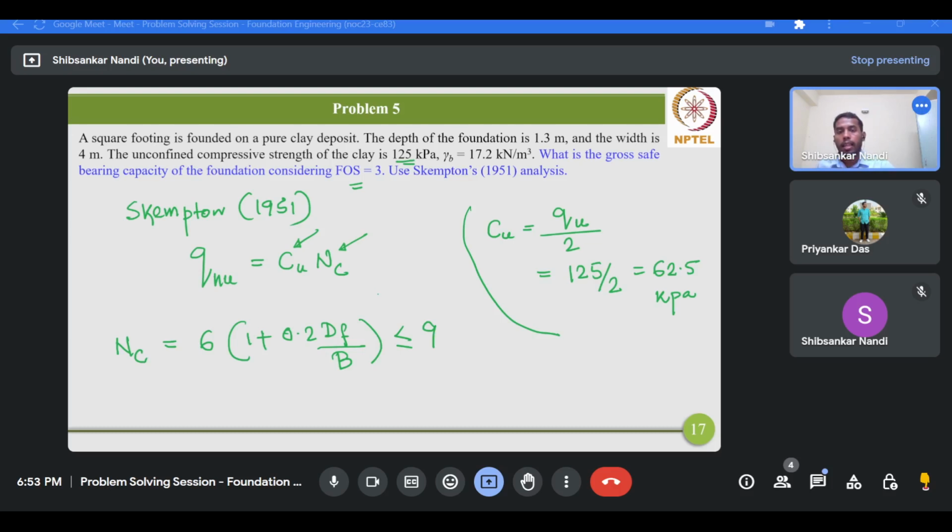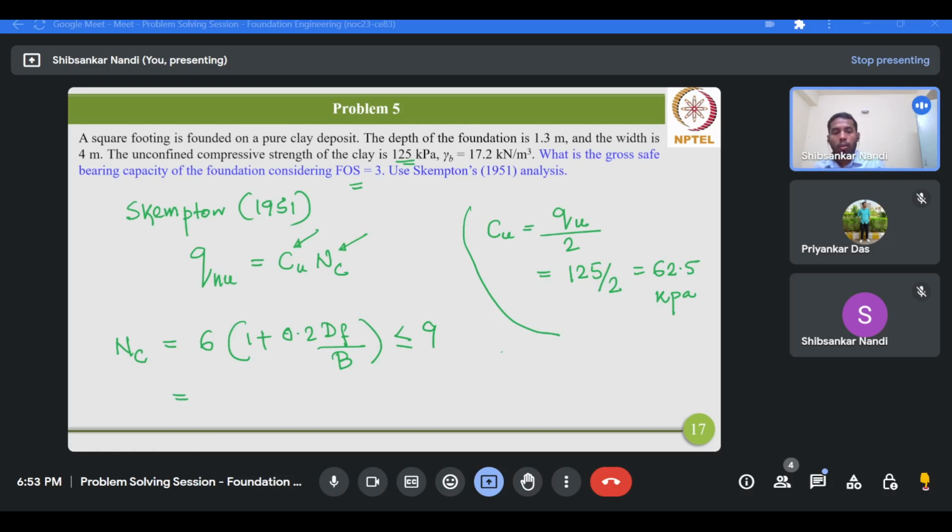Similarly, you can get the bearing capacity factor Nc for circular footing as well as for rectangular footing. Okay, so I am not going into those details. You can check it from the lecture contents.